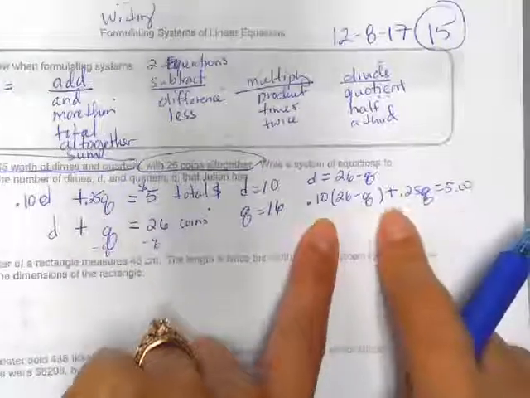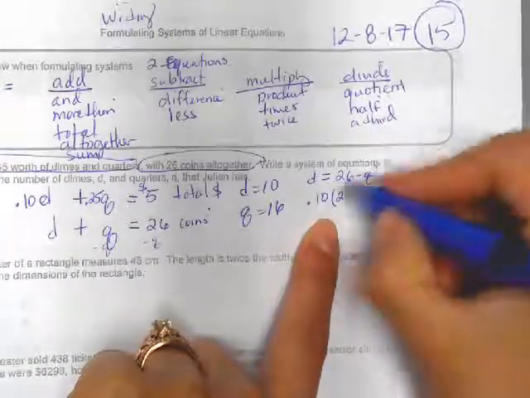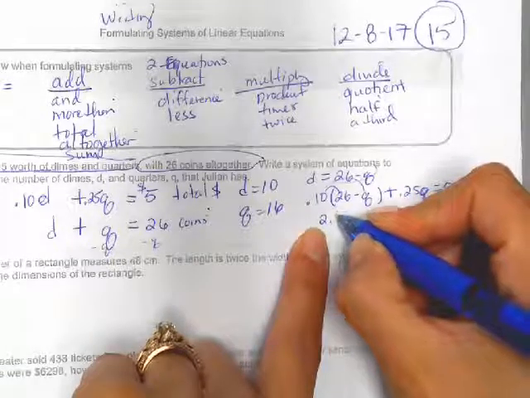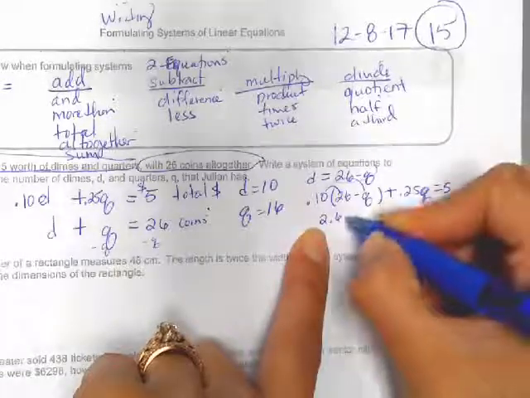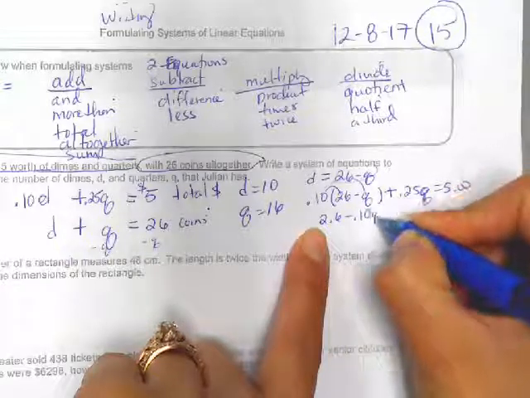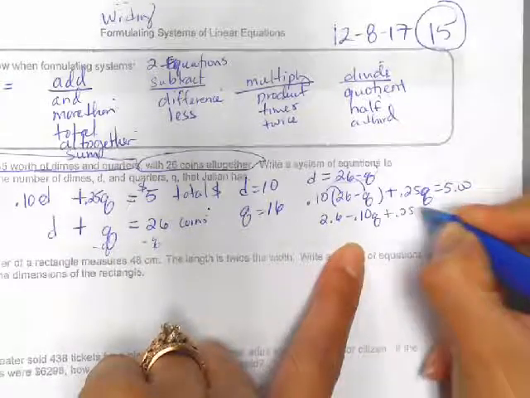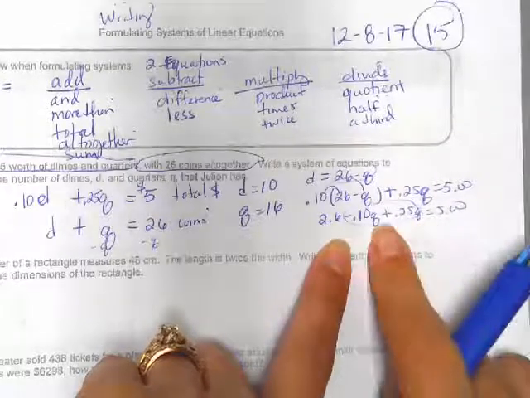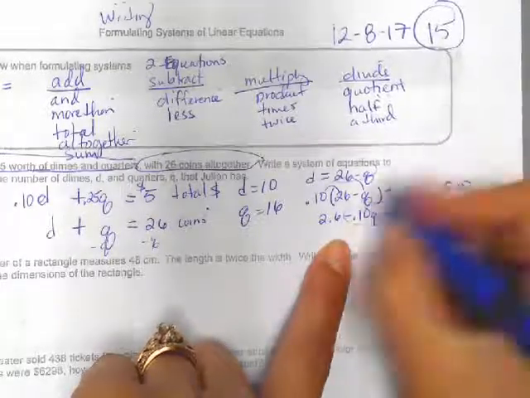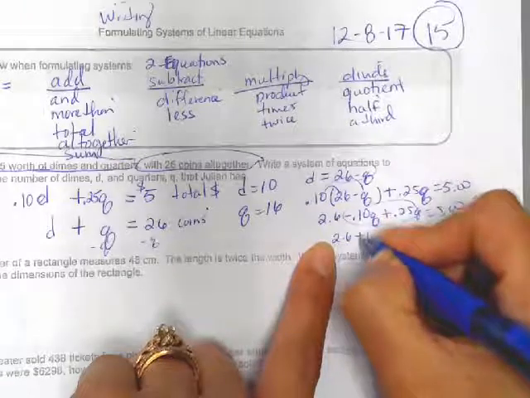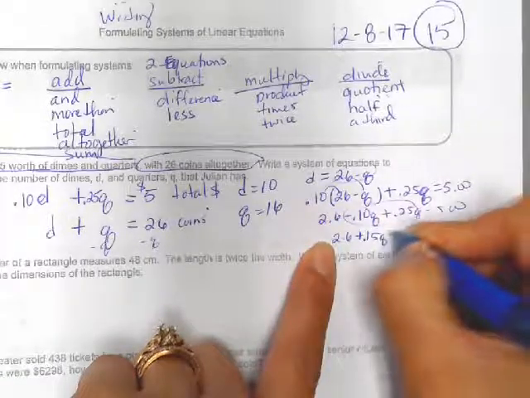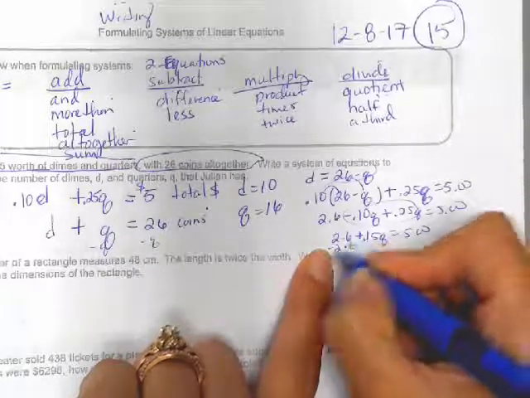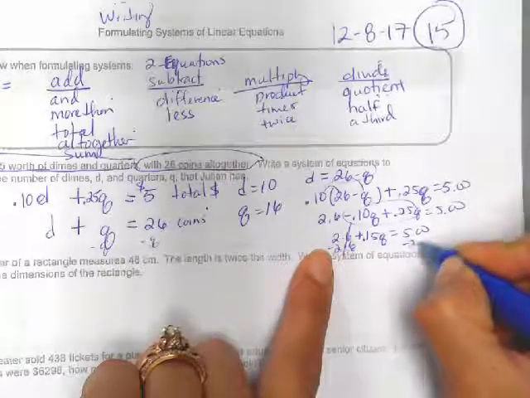Well, then I would have to solve for Q, but I've got to get rid of the parentheses, so distribute the 0.10. That'll give us 2.6. Then 0.10 times Q is just 0.10Q plus 0.25Q equals $5. And then these are like terms. So 25 cents minus 10 cents will be 15 cents equals $5. And then subtract 2.6 from both sides.